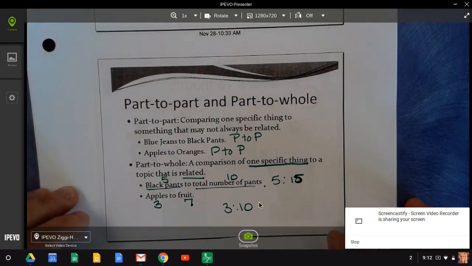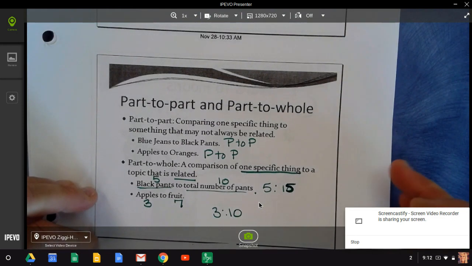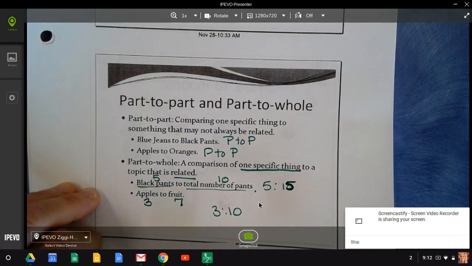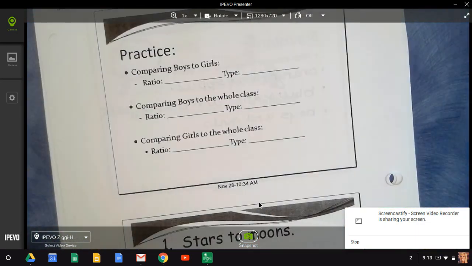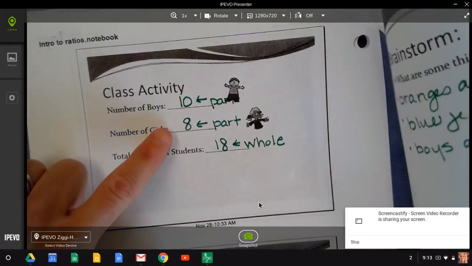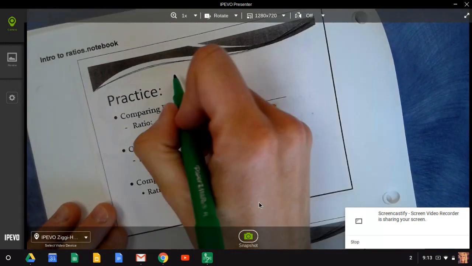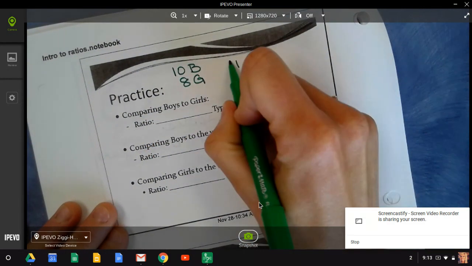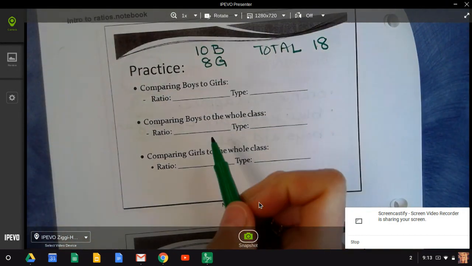Okay, so now when we start this, we're going to be identifying the ratio 3 different ways, and then we're going to be identifying whether the ratios are part-to-part or part-to-whole comparisons. So we're going to start off back with comparing boys to girls. In the beginning slide, we said that there were 10 boys and 8 girls, and we had 18 total students. So I'm just going to write that down here. 10 boys, 8 girls. Total 18.